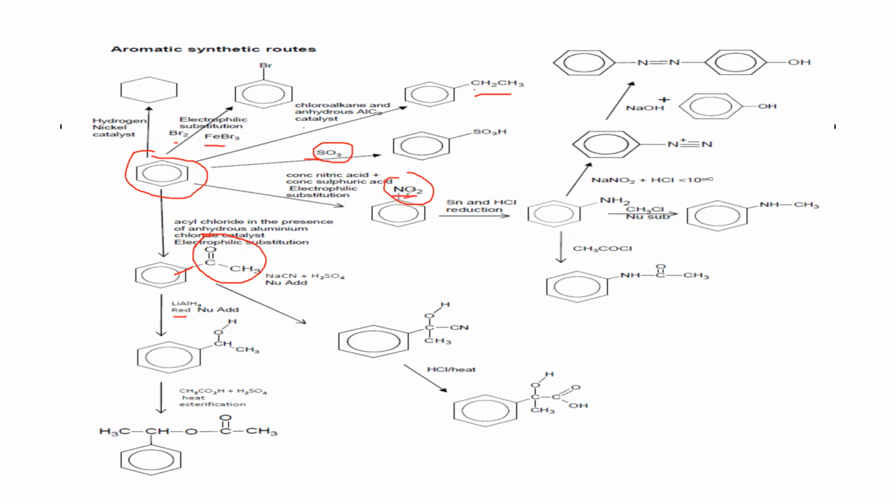If we have nitrobenzene in the presence of tin and hydrochloric acid, it will form aminobenzene. And this aminobenzene, if we react with sodium nitrite and hydrochloric acid at less than 10 degrees, it will form a diazonium ion. And diazonium ion, in the presence of sodium hydroxide and phenol, will form an azo dye. This is the azo dye. If a benzene ring is there, we react with acyl chloride, so it will form a benzene amide group.